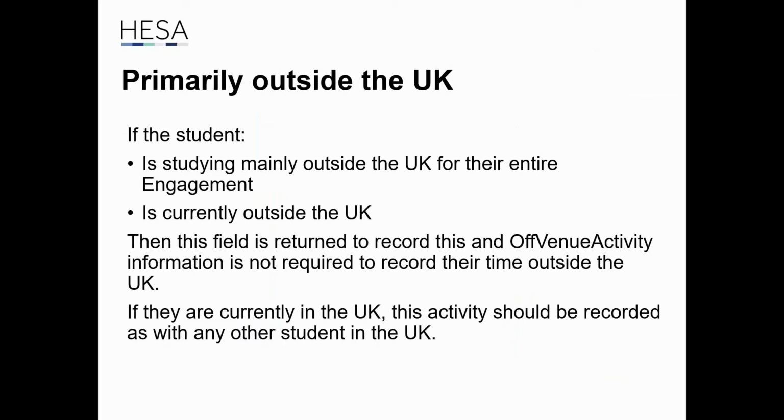When they're doing something within the UK, the activity should be recorded as with any other student because they're at a UK university doing something here. So the key difference is you won't record the detail of what they're doing overseas in the off-venue activity because it's kind of the equivalent to the AOR handoff, I suppose, and so we don't need as much detail on those students when they are doing their collaborative provision outside of the UK.